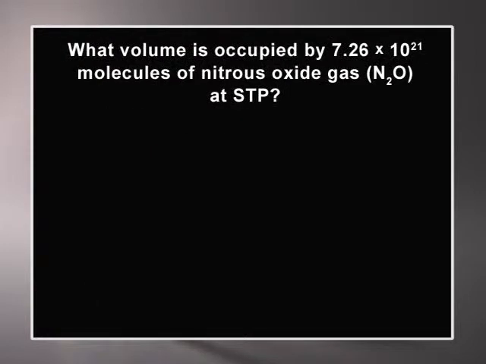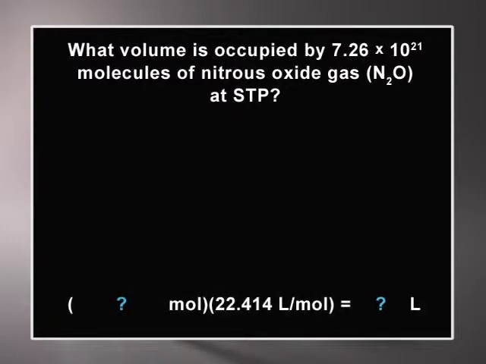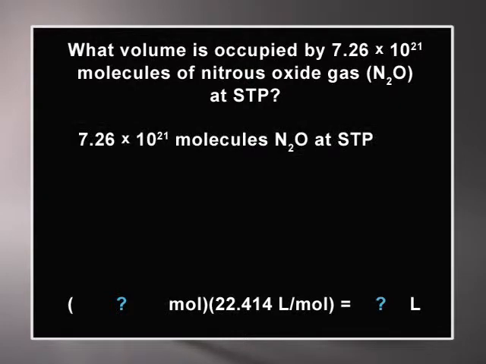What volume is occupied by 7.26 times 10 to the 21st molecules of N2O gas at STP? Here I'm asked to find the volume. Again, thinking backwards, I could find the volume occupied by the gas, the number of liters, if I could find the moles, since I know that 1 mole would occupy 22.414 liters. But how can I find the number of moles? They didn't give that to me. They gave me the number of molecules. Well, what relates molecules to moles? Answer, there's 6.02 times 10 to the 23rd molecules in 1 mole of anything.